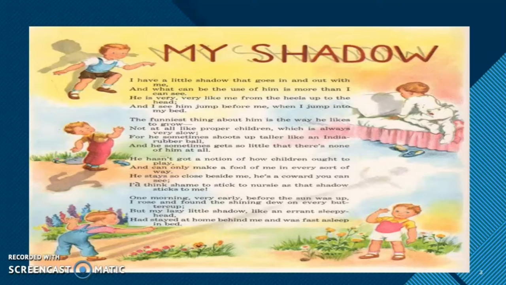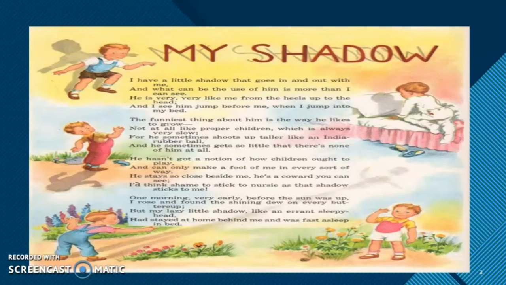But he says, "But my lazy little shadow, like an errant sleepy head." So he calls the shadow lazy. He says that the shadow is very sleepy. He's comparing it to a sleepy head. He's saying it's very, very lazy. Sleepy head means a person who likes to sleep too much. "Had stayed at home behind me and was fast asleep in bed." So the shadow did not come with the poet outside. He stayed at home and was asleep in the bed.